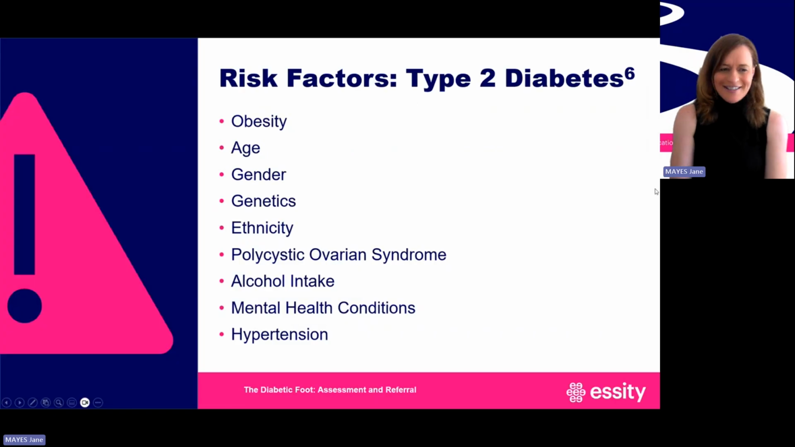So let's focus a little bit more and think about that patient presenting to us. What are the risk factors? Again, we're familiar with a lot of these and we know them, but it's just time today to reset our thinking and explore them in a bit more detail.